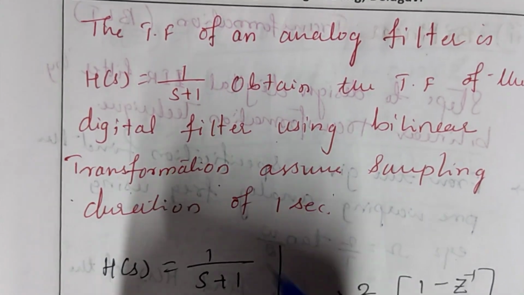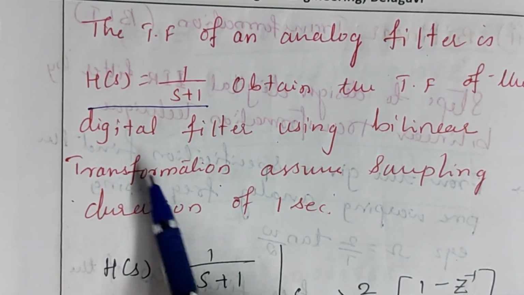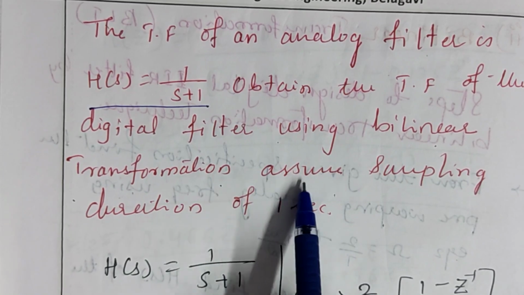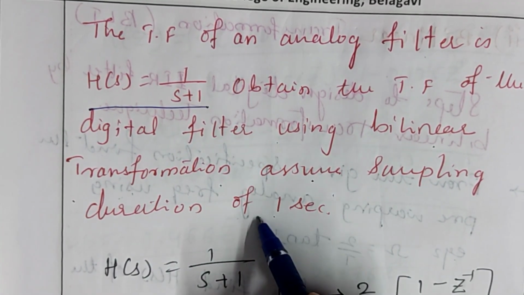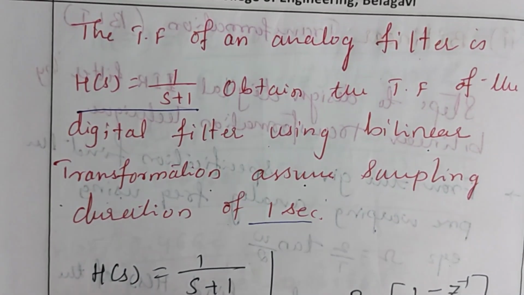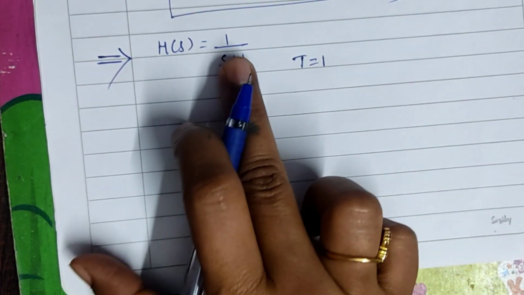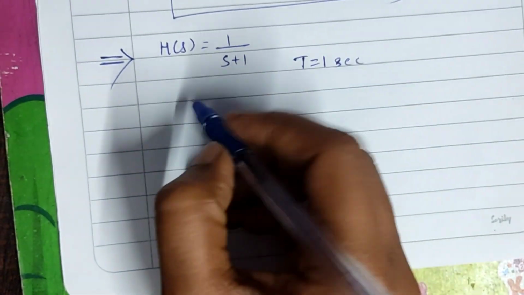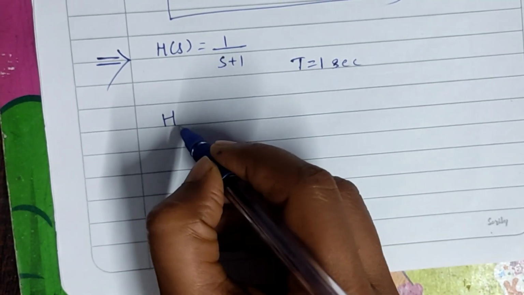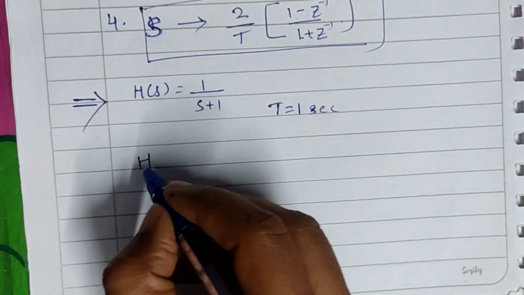From this, H of S they have given directly, which is 1 by S plus 1, and we need the digital filter using the bilinear transformation method. The sampling duration T is 1 second, so T also they have given. So for this example, H of S is equal to 1 divided by S plus 1, and T is equal to 1 second. Everything has been provided, so now we directly apply the technique.